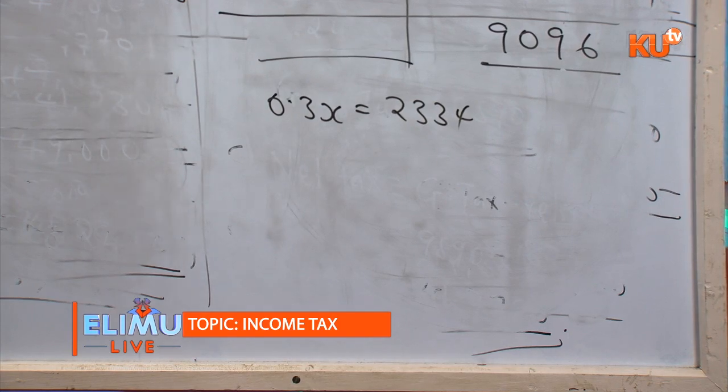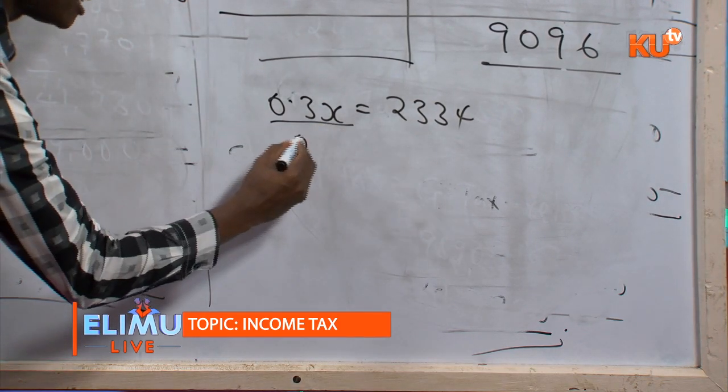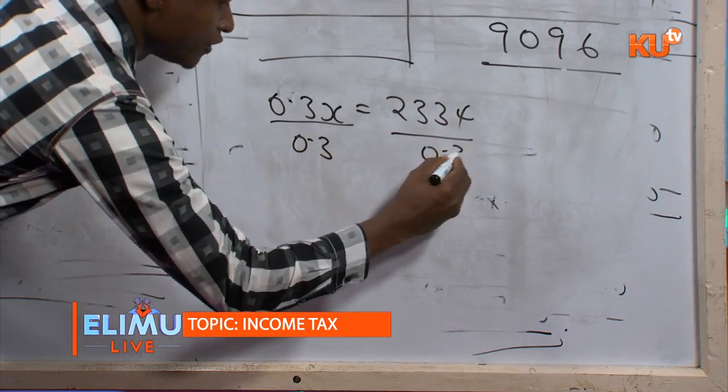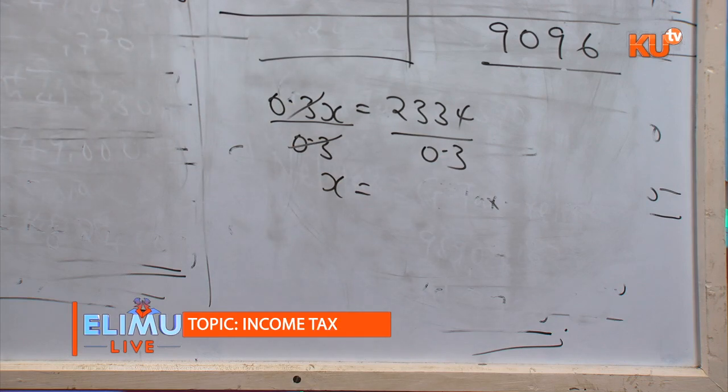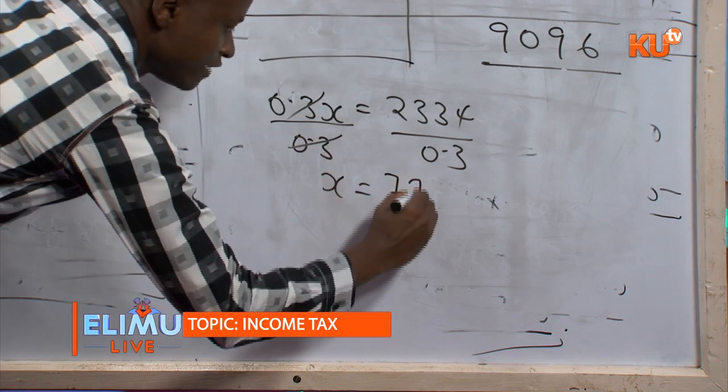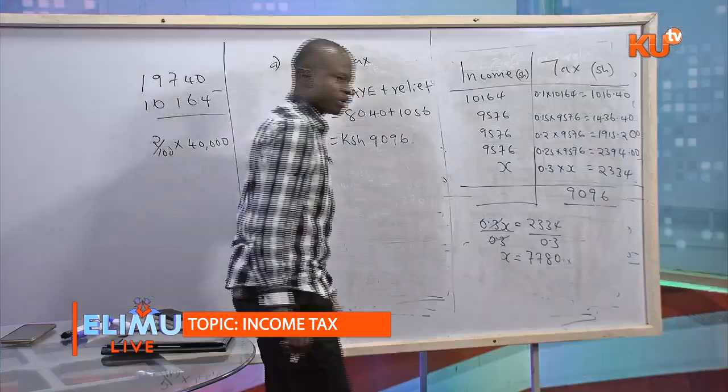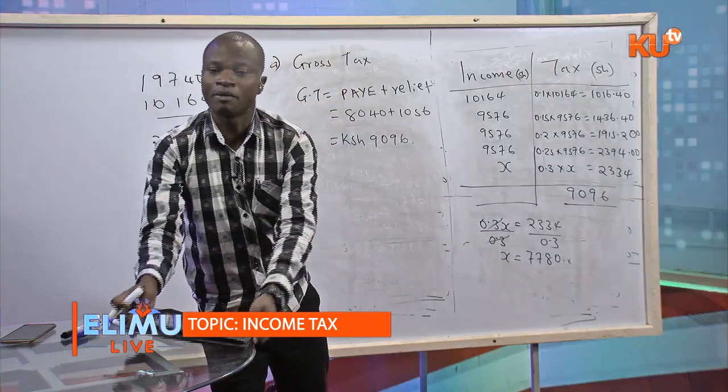What do we do? How do we get x? We divide both sides by 0.3. 0.3 cancels 0.3, and our x becomes what? Our x is 7780. Now this question, no one asked us about x.